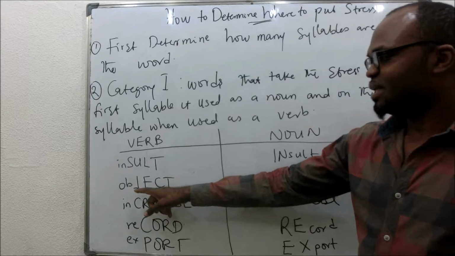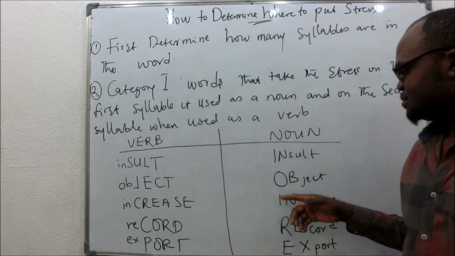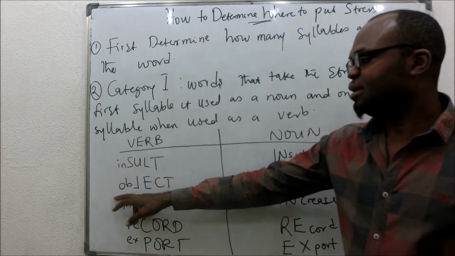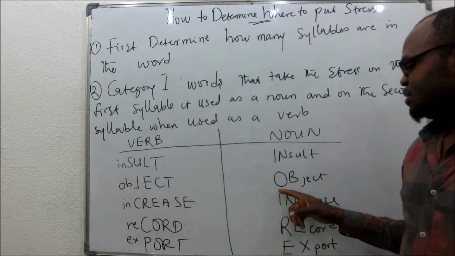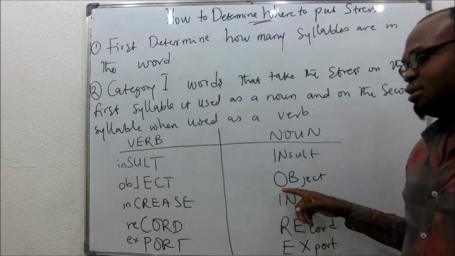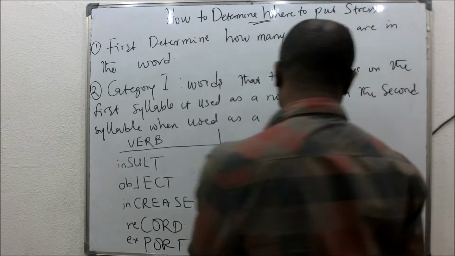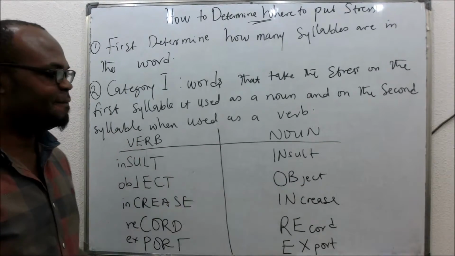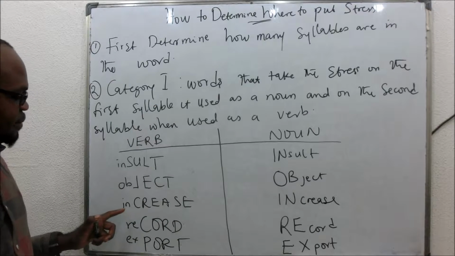Object. I object to what you're saying. This is an object. I object to what you're saying. This is an object. So here, object, object.